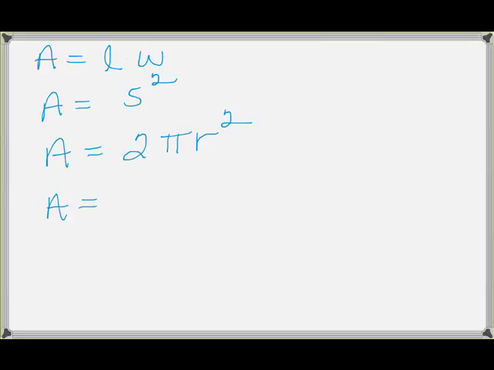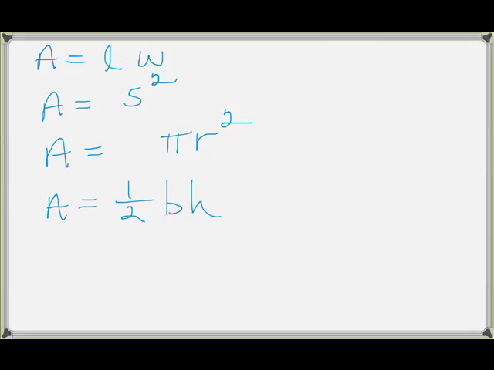The area of a triangle, 1/2 base times height. And the circle, I think I put 2 pi r, and it's really pi r squared. So pi r squared is for circles.